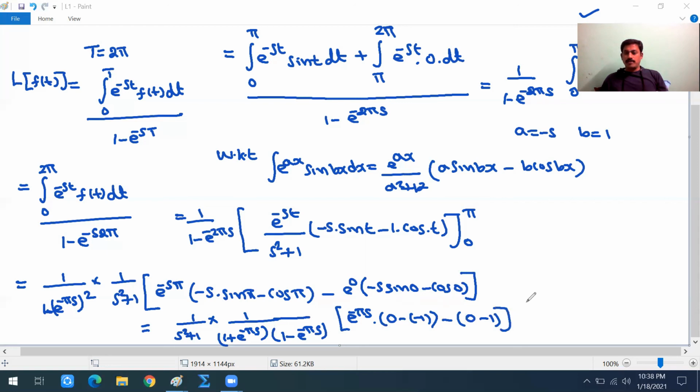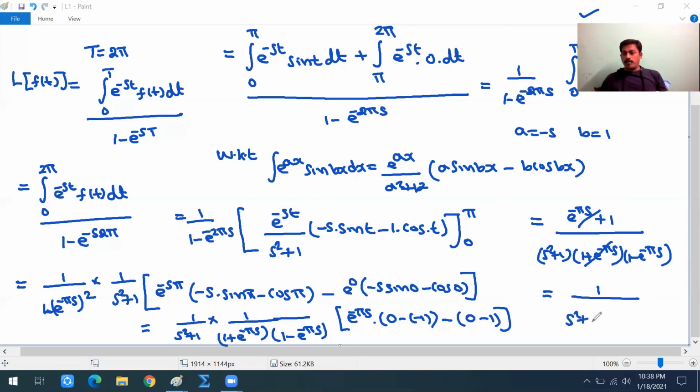So if you simplify this, we will get the numerator as minus of minus, plus e power minus pi s plus 1 is our numerator. Denominator we will get s square plus 1 into 1 plus e power minus pi s into 1 minus e power minus pi s. This 1 plus e power minus pi s and this 1 plus e power minus pi s will get cancelled. The remaining term is our required answer, that is, 1 divided by s square plus 1 into 1 minus e power minus pi s is the required answer.